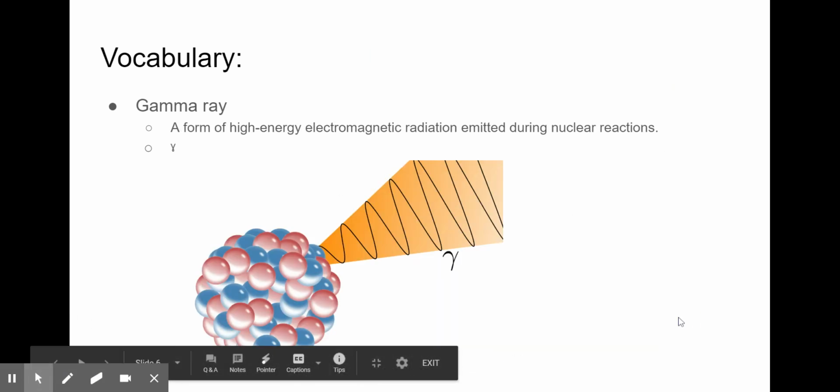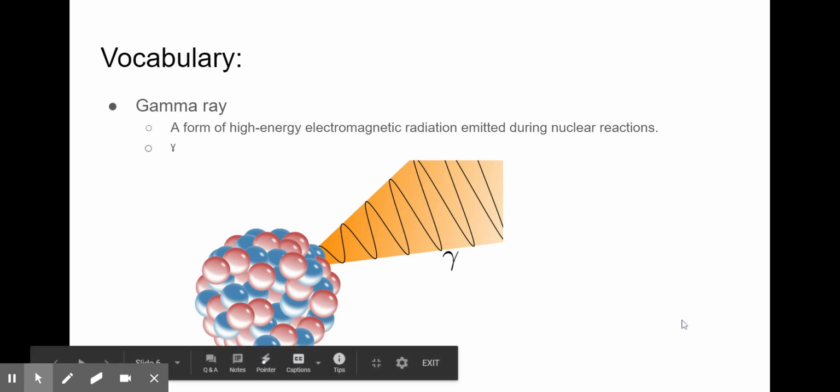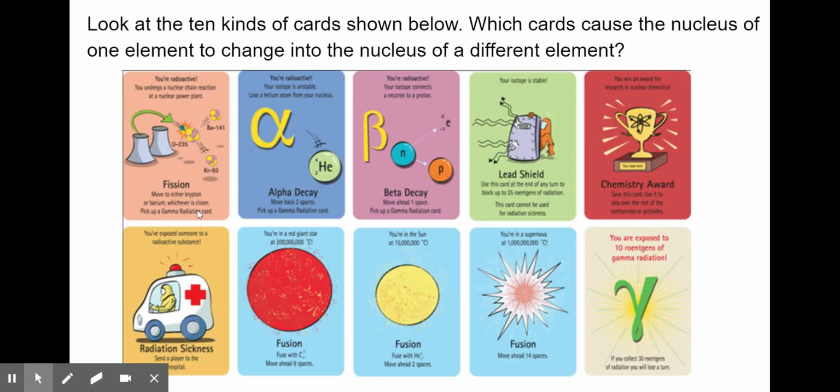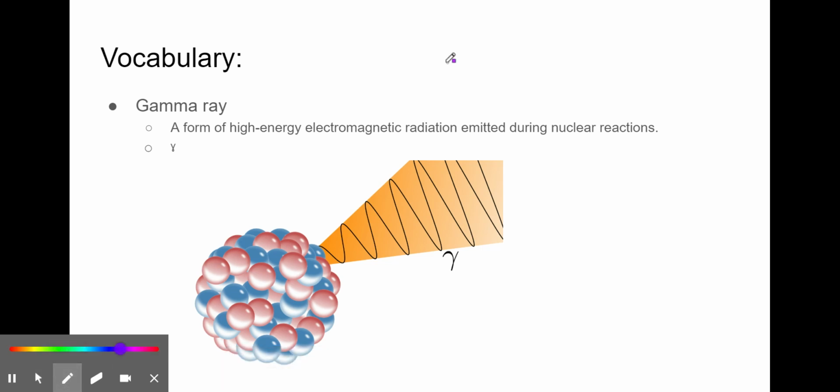All right, last piece of vocabulary here is a gamma ray. This is a form of high energy electromagnetic radiation that is emitted during nuclear reactions. You will see a gamma ray represented by the Greek symbol gamma.